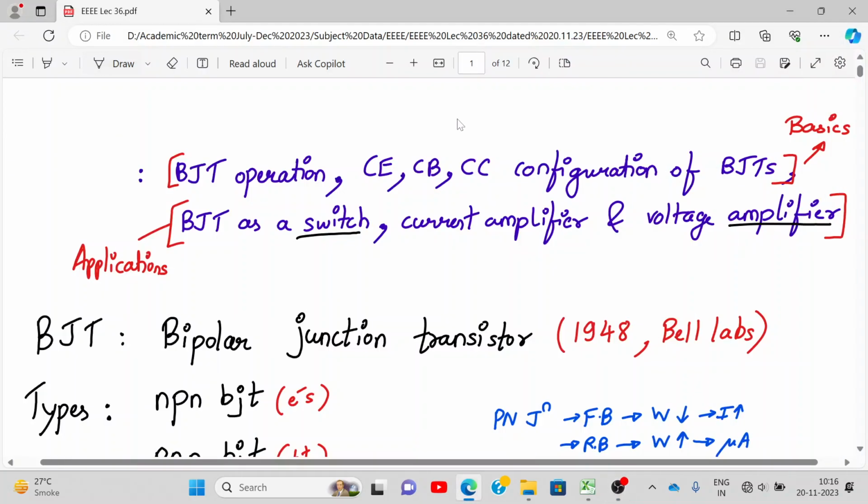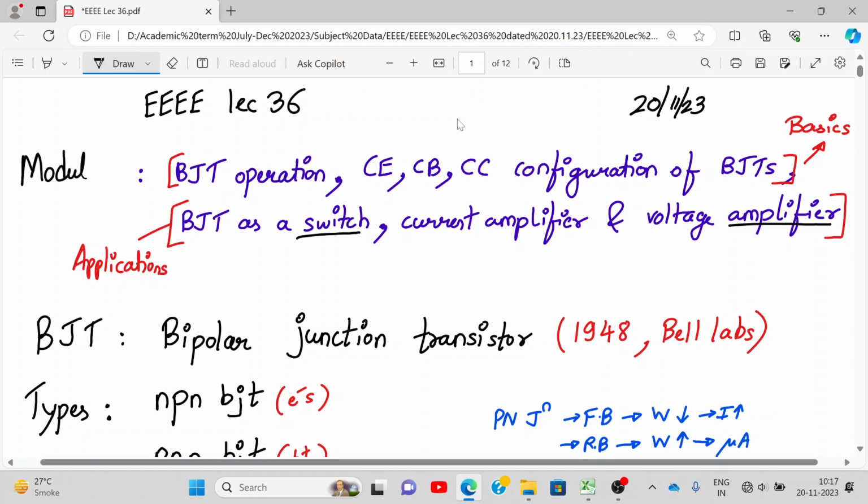Okay, so let us start with lecture number 36. Now, this module which we are going to cover is module number 5. In module number 5, we have BJT operation, their configurations, that is common emitter, common base, common collector, and also we have DC biasing.